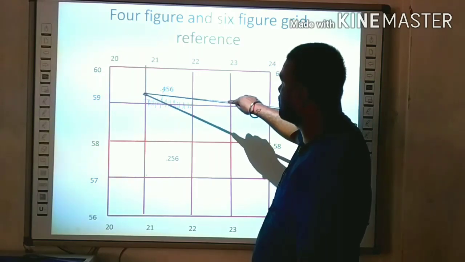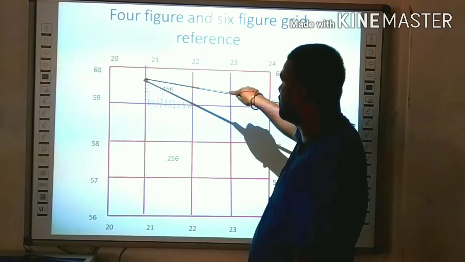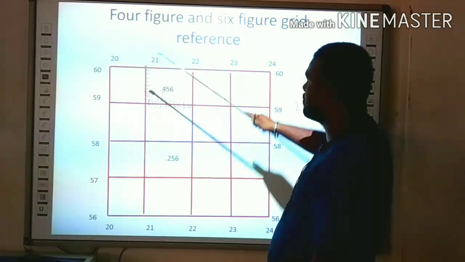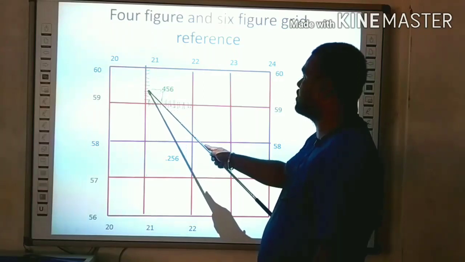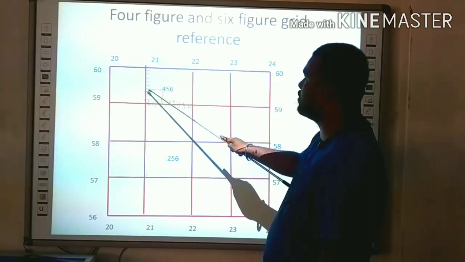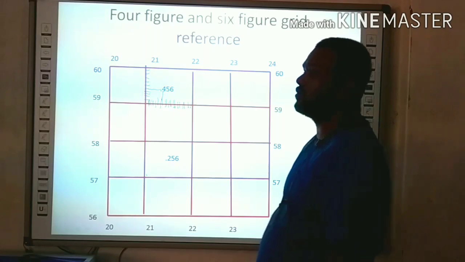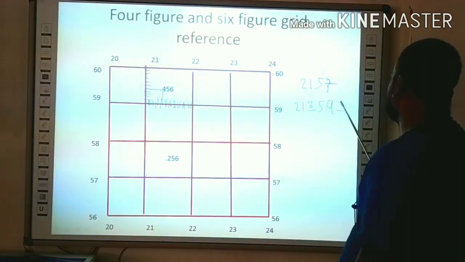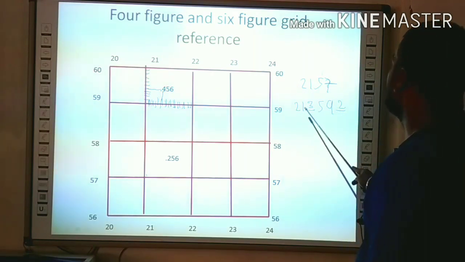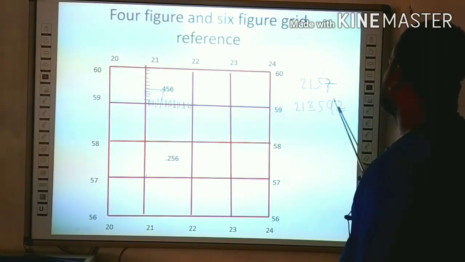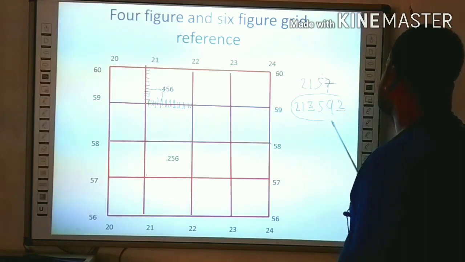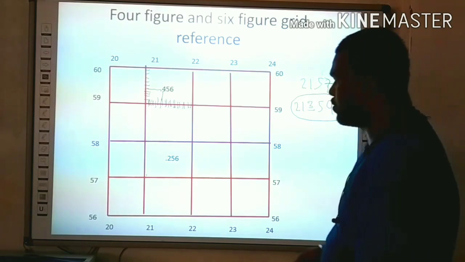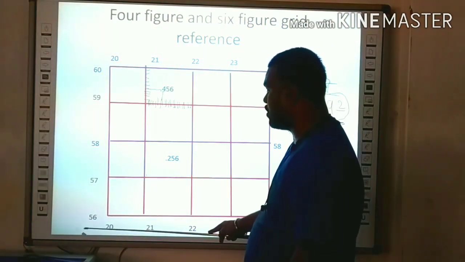Again we will divide this line into 20 smaller divisions. See what I am doing here. Now we will count it: 1, 2, 3, 4, 5. Now if I divide 5 by 2, how much will it come? It will come to 2.5, and we will take 2. Just omit 0.5. So your 6-figure grid reference is 21 3, 59 2. Now go to the next slide.